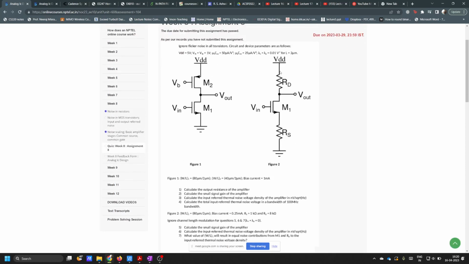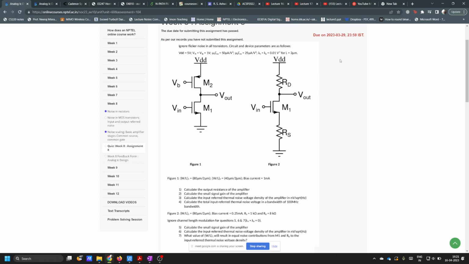And what is the noise current due to RD at the output? 4 by 3 KT by R, sir. No, I am only asking about the noise current density of this. It will not be 4 by 3, it will be 4 KT by RD, right? Yes, sir. 4 KT by RD. And then what is the noise voltage? 4 KT by RD multiplied by the total output resistance, right?